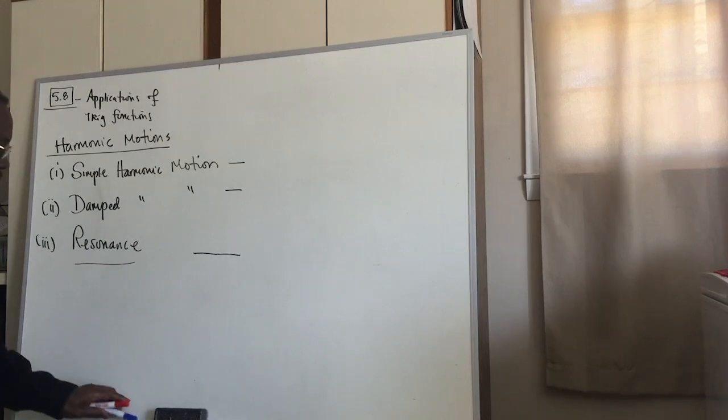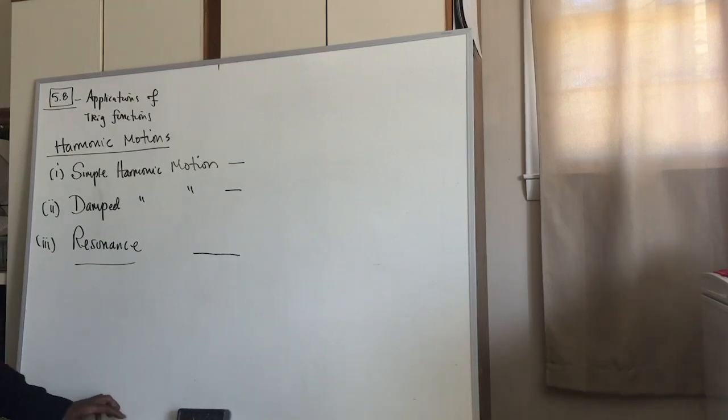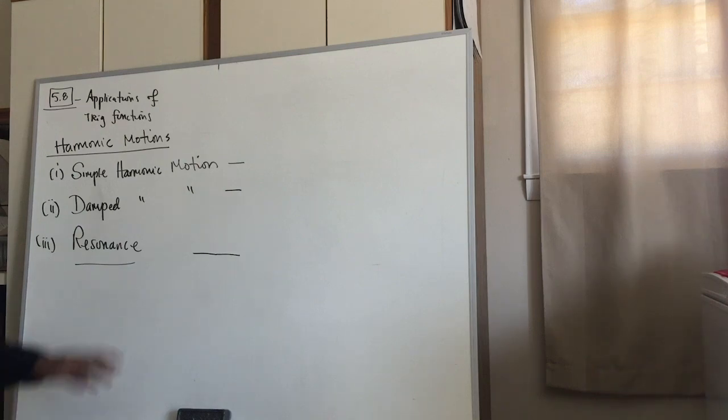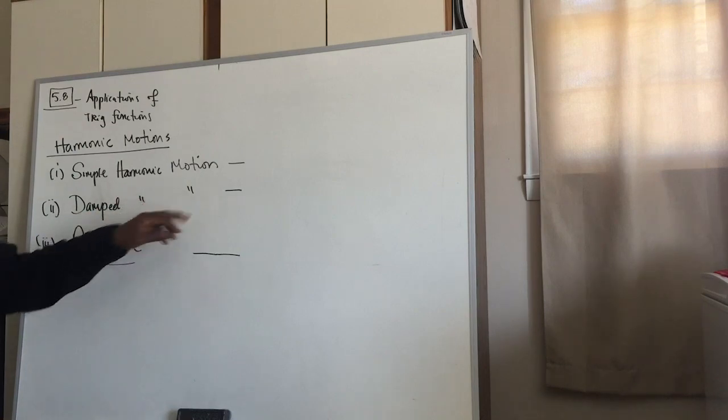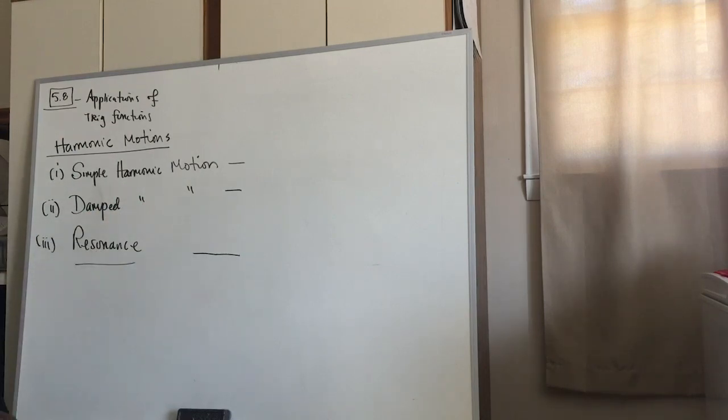Another application of trig functions is about harmonic motions. First one is simple harmonic motion. Next one is damped harmonic motion. The other one is resonance. We use trig functions, cosine and sine, to define these three kinds of motions. Why we do that is because they are periodic.